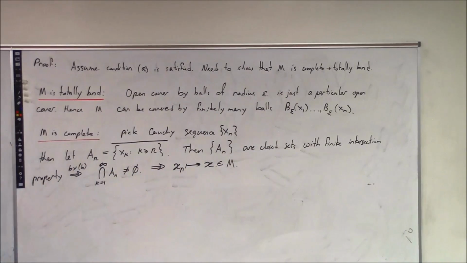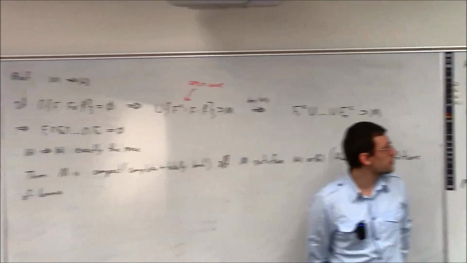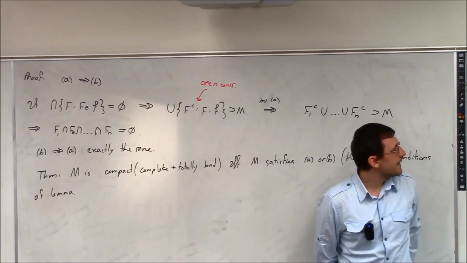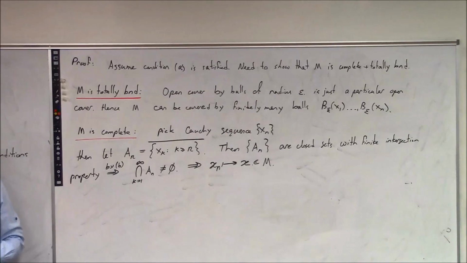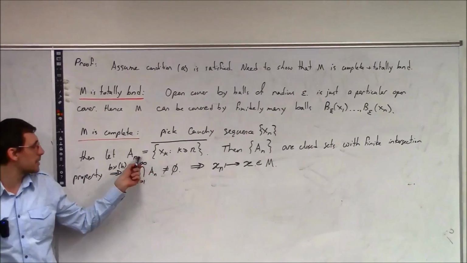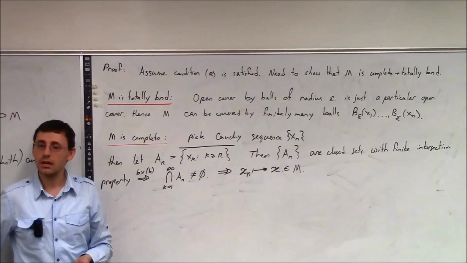Well, no need actually, because the intersection has to contain exactly one point. In this case, we know the sequence is Cauchy. That's why we know that it contains exactly one point. If you are deleting elements, the diameter of the set A_n diminishes to 0. But we don't know necessarily what the closure is.